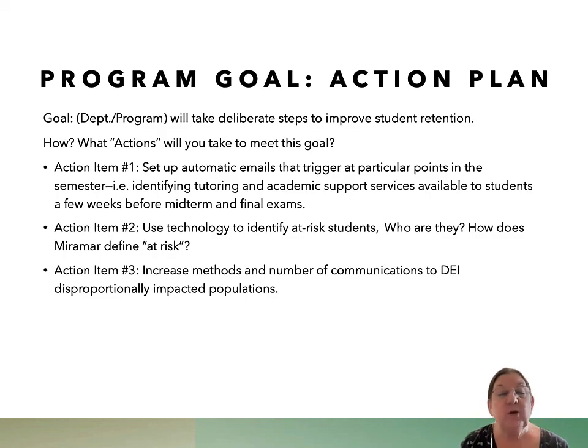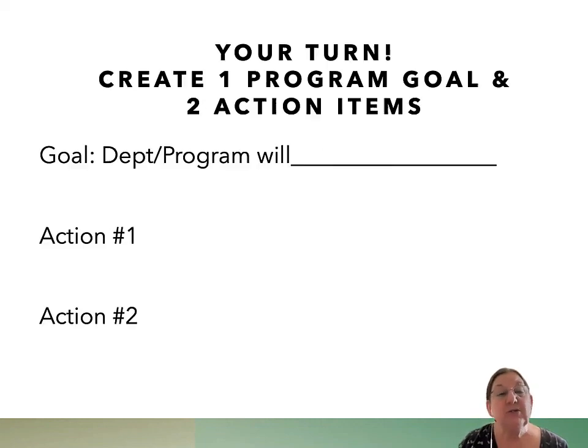Action number 2, we're going to use technology to identify those at-risk students. Who are they? And how does Miramar define at-risk? What is an at-risk student? So first we need to define it, and then we need to use technology to identify who they are. And then action item number 3, we're going to increase the methods and number of communications to DEI or disproportionately impacted populations. So there we've set 3 actions that we can work on over the next year or so to improve student retention.